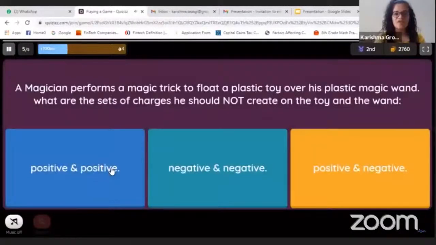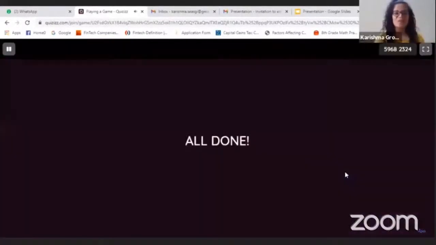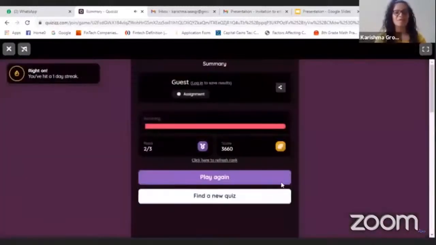Okay, the last one. A magician performs a magic trick to float a plastic toy over his plastic magic wand. What are the charges he should not create on the toy and the wand? Positive and positive will repel, so the magic will work. Negative and negative will repel, so the magic can work. Positive and negative will stick, attract. So he should not create positive and negative. Good job. Okay, so we are all done.